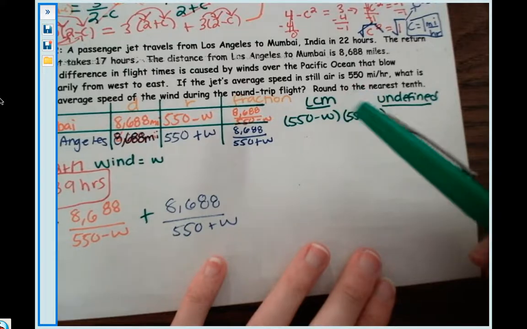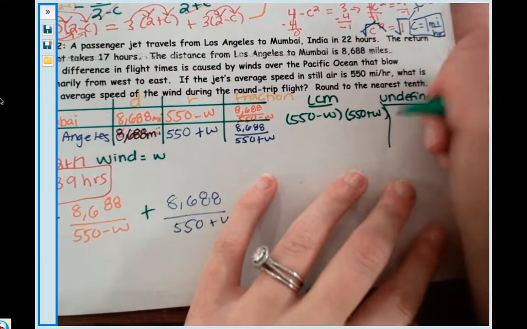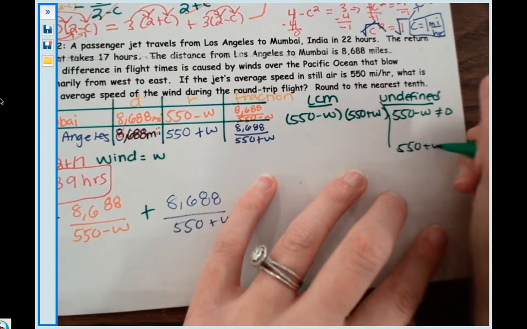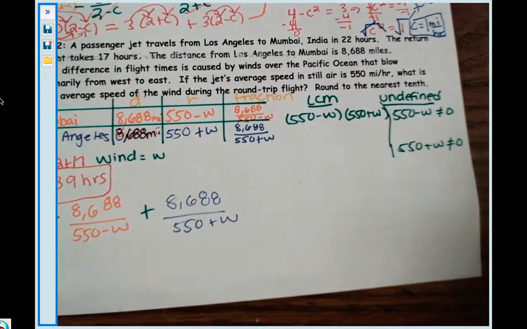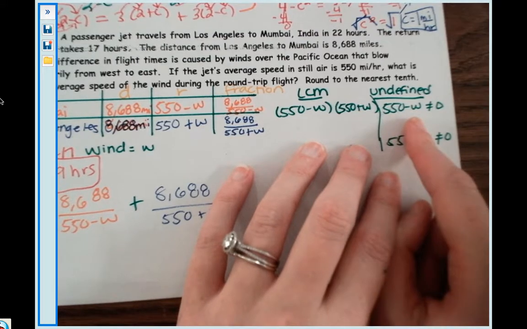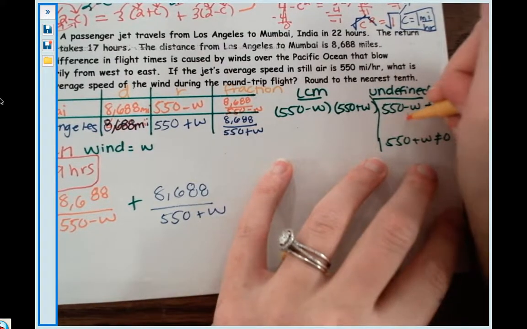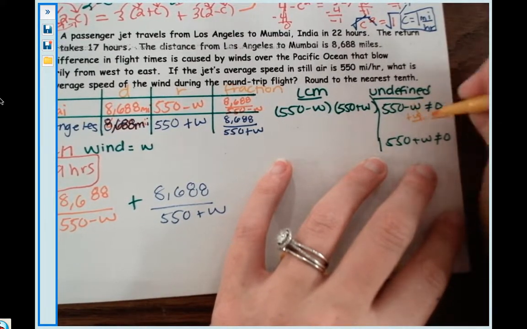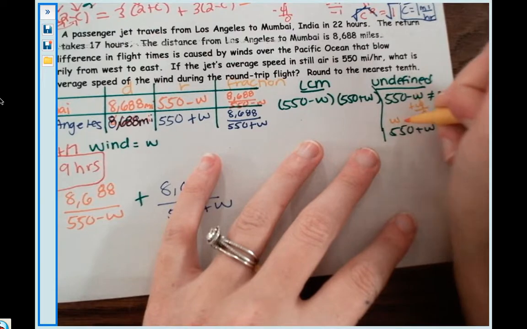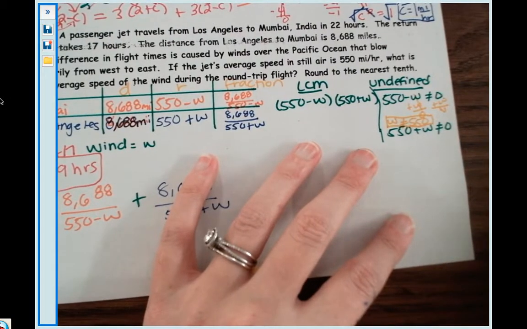And then for my undefined values, we set each of these not equal to 0. Okay, so let's see, kind of out of space. So we set 550 minus W cannot equal 0, and 550 plus W cannot equal 0. All right, let's solve this thing. So in this one, the easiest way to solve would be to bring the negative W to the other side to make it positive. So I'm going to add plus W, cancels out and turns to 0, and 0 plus W is W. So on this side, we'll say W cannot equal 550. Okay, so if we get that as an answer, it's not allowed because we'll make our denominator 0.